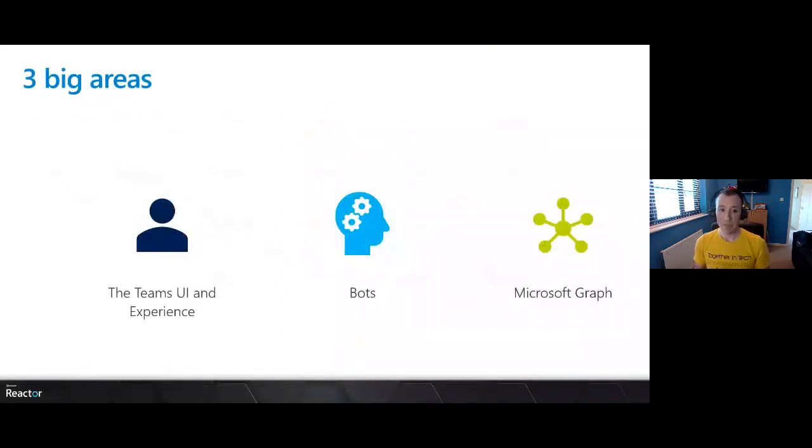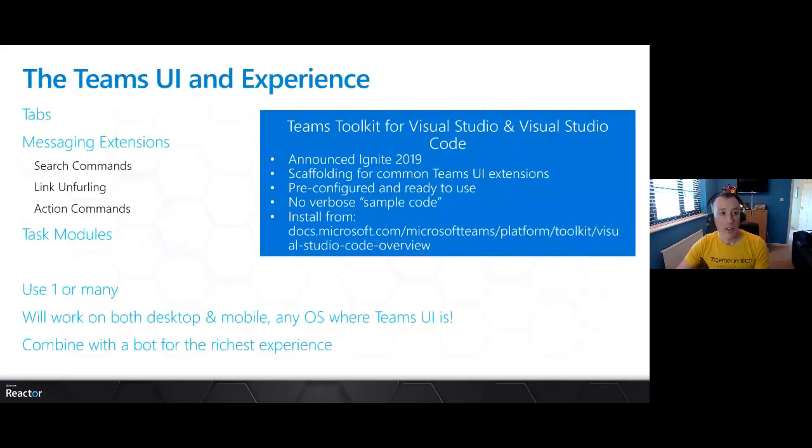So I've said it's easy. Let's break it down into 3 big areas. We're going to talk through each of these areas in turn. I'm going to give you some examples, places you can go, and ways in which you can take it further. So we're going to talk about the Teams user interface and that experience. We're going to talk about bots, and we're going to talk about Microsoft Graph. Let's start with the Teams UI and the Teams experience.